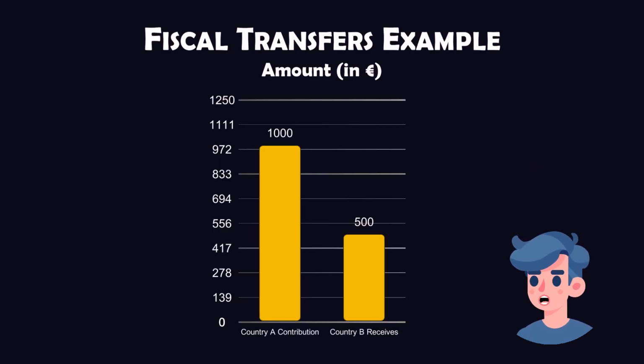Speaking of fiscal transfers, let's visualize how these transfers work. Imagine that in a given year, country A contributes 1 billion euros to a common fund, and country B receives 500 million euros from it. Such redistributions help maintain economic balance and support struggling regions.